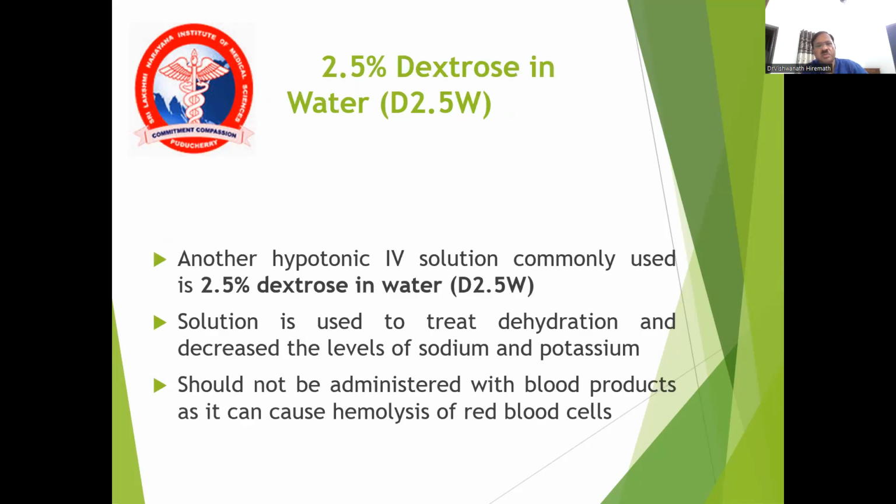Next hypotonic solution includes 2.5% dextrose. Another hypotonic solution commonly used is 2.5% dextrose in water. The solution is used to treat dehydration and decreased levels of sodium and potassium. It should not be administered with blood products as it can cause hemolysis of the red blood cells.